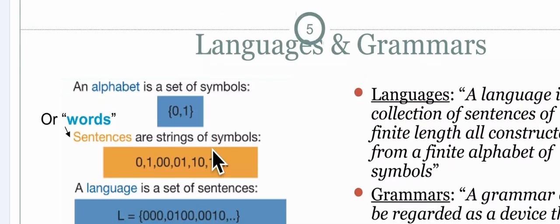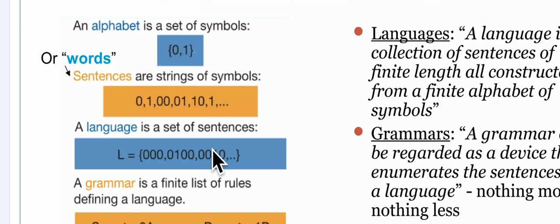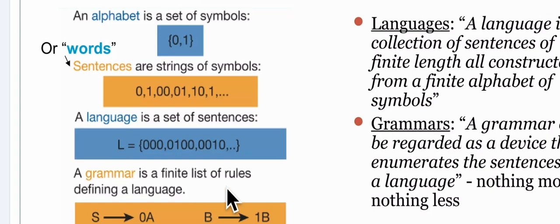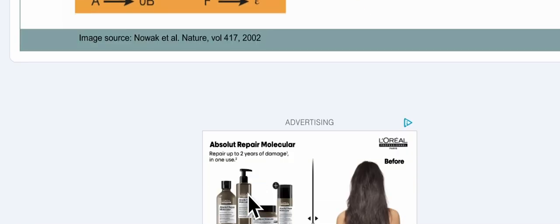Now there are some central concepts required to understand the subject. First is an alphabet, which is a set of symbols, say 0, 1. Words or sentences are combinations of these symbols, for example 0 1 0 0. A language is a set of sentences. A grammar is a finite list of rules defining a language. A language is a collection of sentences of finite length, all constructed from a finite alphabet of symbols. These are your central concepts.